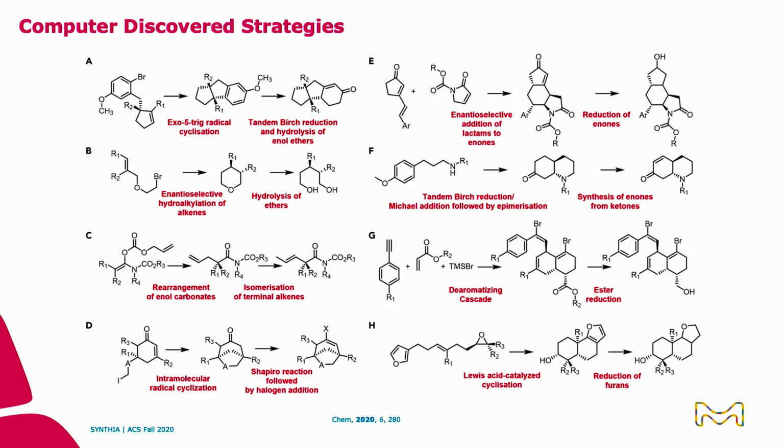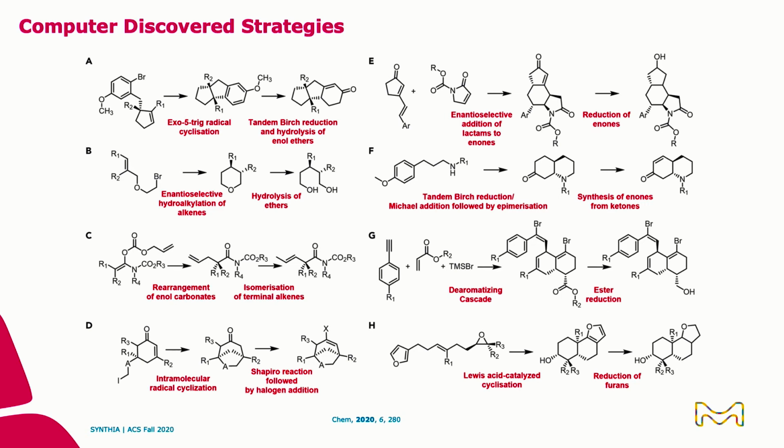The first is example A, in which you have an exo-trig radical cyclization followed by a tandem Birch reduction and hydrolysis of enol ethers, enabling the construction of a cis tricyclic ring system, which is found in triquinane sesquiterpenes. The second is example C, in which you have an enantioselective rearrangement of enol carbonates to create a quaternary carbon center. The subsequent isomerization of that terminal alkene to an internal alkene forms a structural motif that can be further utilized in the synthesis of alkaloids.